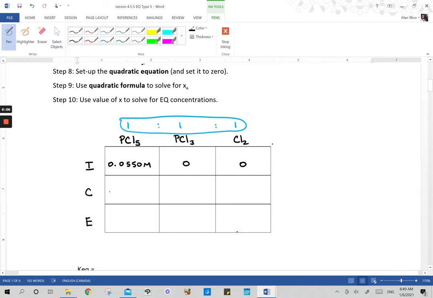Since the reactants are going to be used up to make products, we give the change a negative sign for the reactant. For both products, they're going to be positive. Now, since we don't have any equilibrium concentration, we're going to let X equal the amount of change.